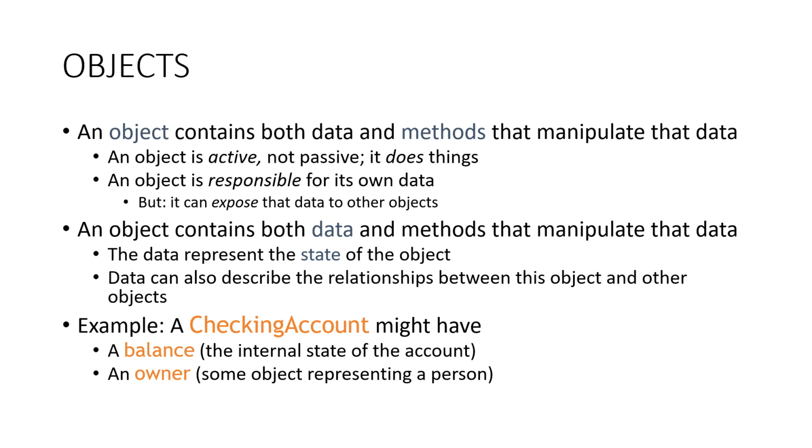An example is this checking account. A checking account might have a balance. The balance is talking about the state of the account. Then it has an owner. That's an object, an object representing a person.